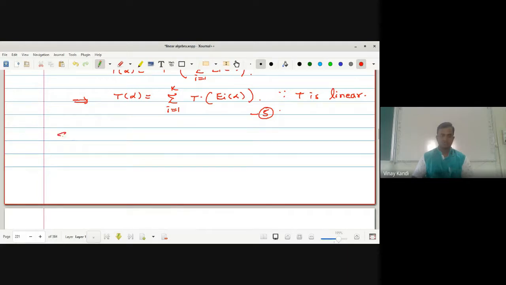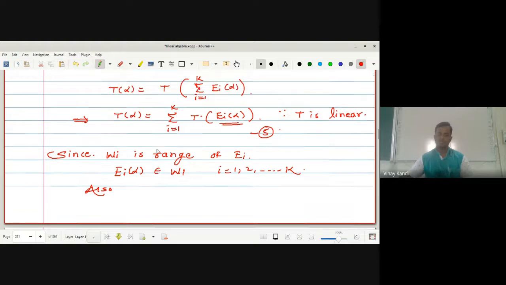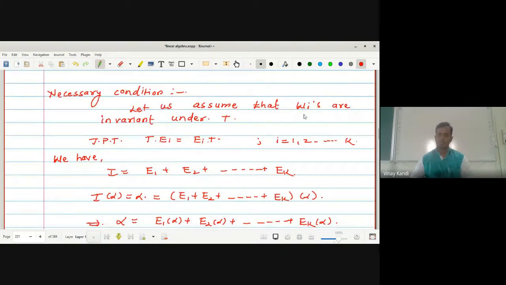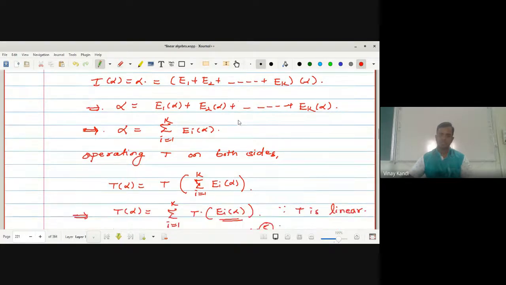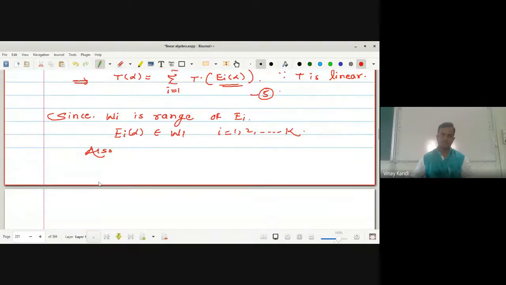Now since Wi is what? The range of Ei. Therefore this Ei of alpha belongs to Wi, for i running from 1, 2, up to so on k. And also what we assumed here, Wi is invariant under T. That means T of Ei of alpha also belongs to Wi.